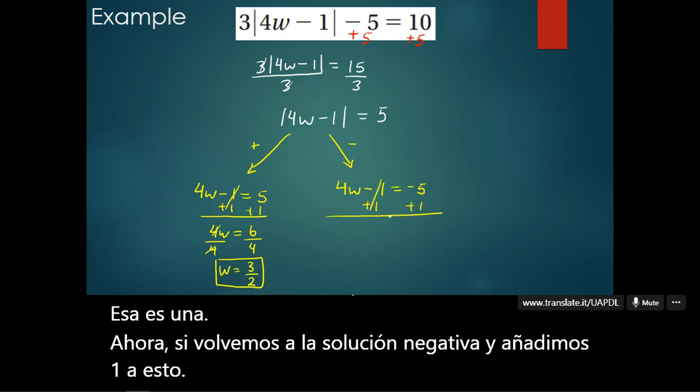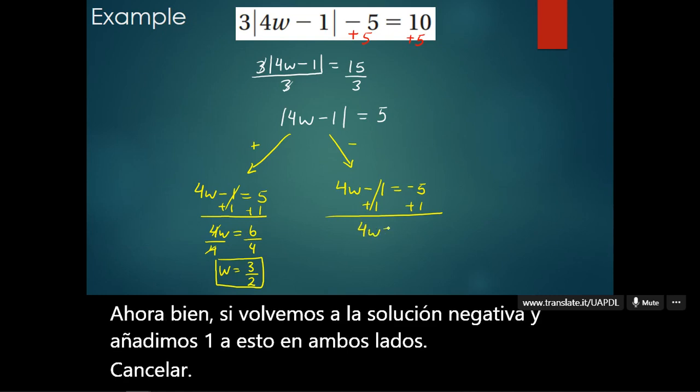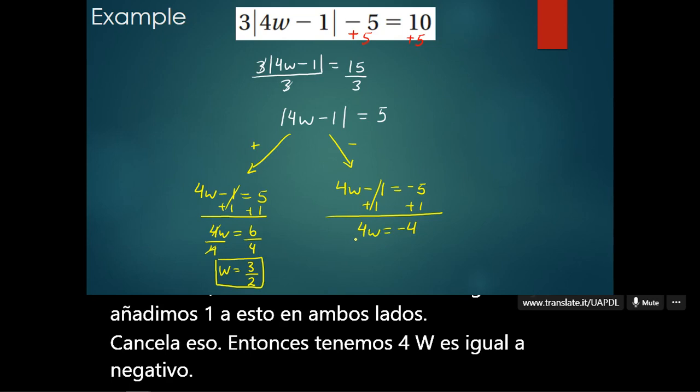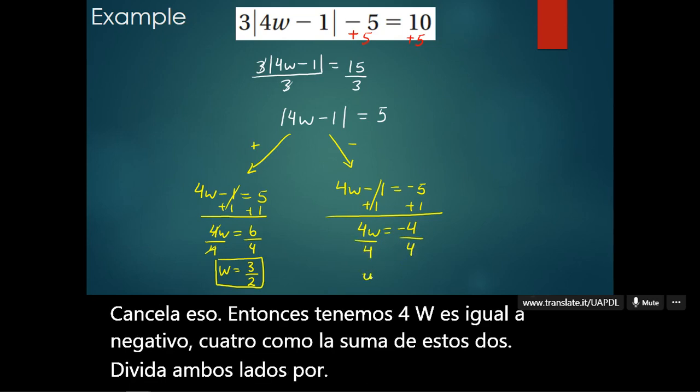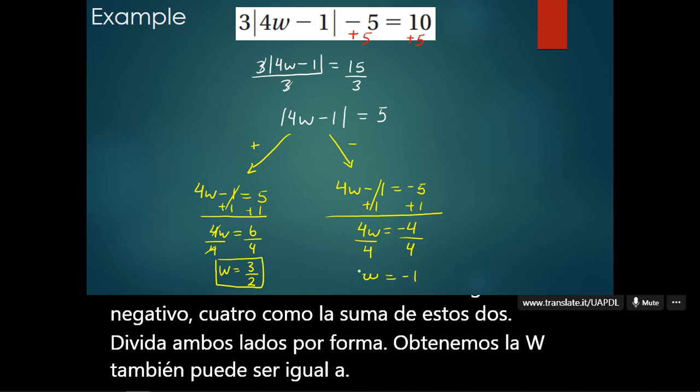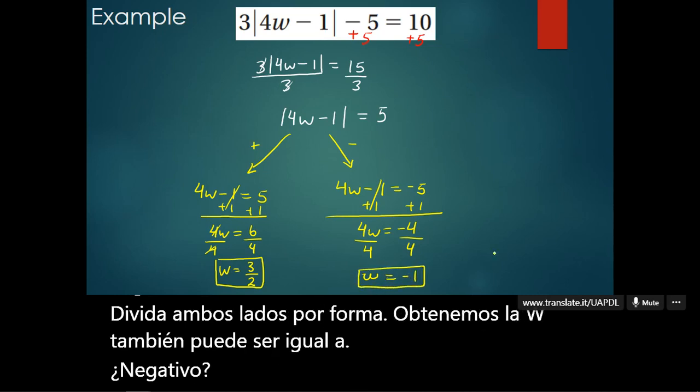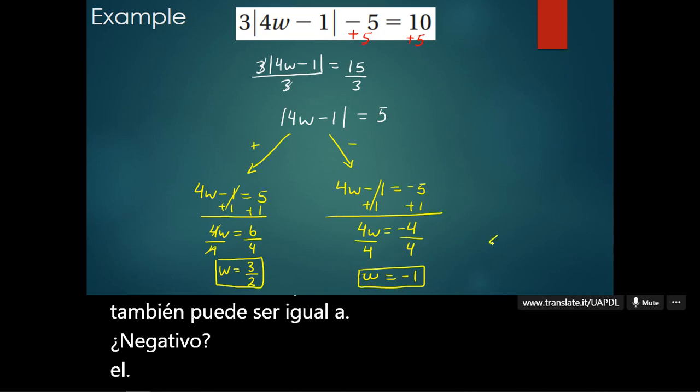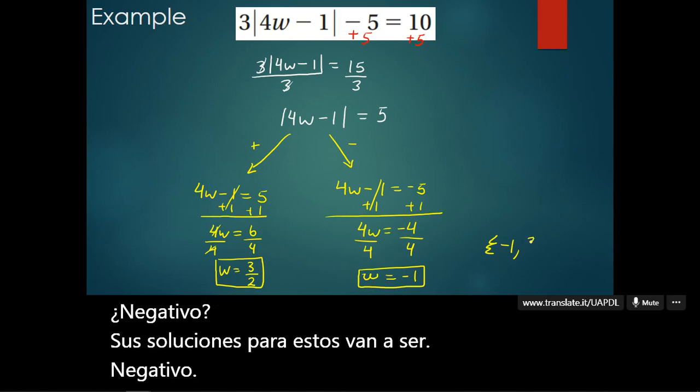sides, cancel that out, then we have 4w is equal to negative 4. That's the sum of these two. Divide both sides by 4. We get that w can also be equal to negative 1. Okay? So your solutions for these are going to be negative 1 and then 3 over 2.